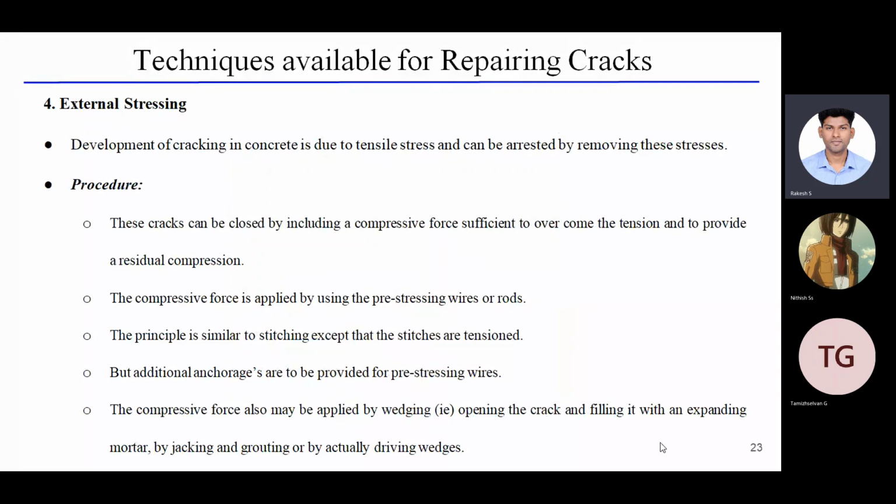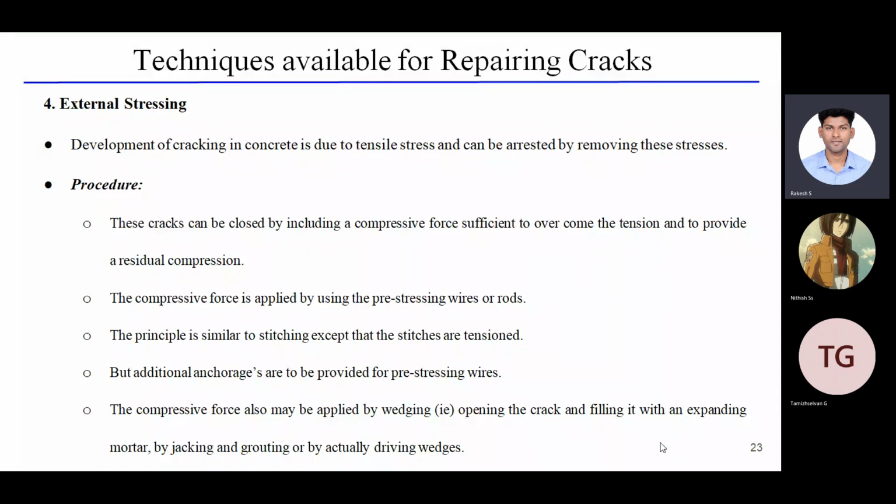Then comes external stressing. This will be arrested by removing the stresses. Actually, how it is happening is the developing of cracking in concrete due to the tensile stress that has been attained in the concrete structures, and this can be arrested by removing those stresses.